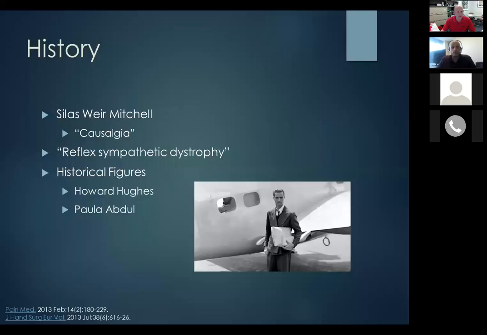There are some historical figures that have been diagnosed with it and have either been cured of it or have passed on. One of these cases was Howard Hughes. They have a movie about him. He was a guy that rode a lot of planes, and he developed CRPS from a plane crash. Another prominent person that was supposedly diagnosed with it was Paula Abdul. She underwent therapy and is no longer considered to have it. Although one of the risk factors is that once you do develop the disorder, even if you are cured from it or have resolution of it, you are at an increased risk of having this disorder flare up again.